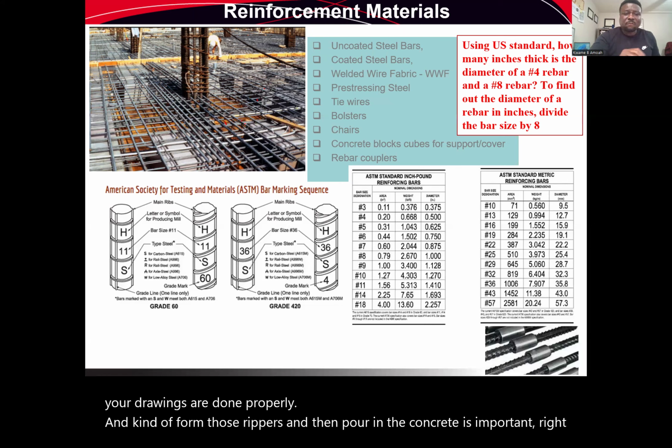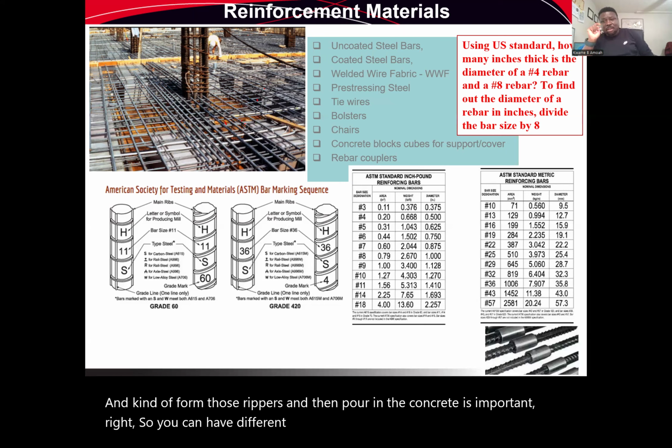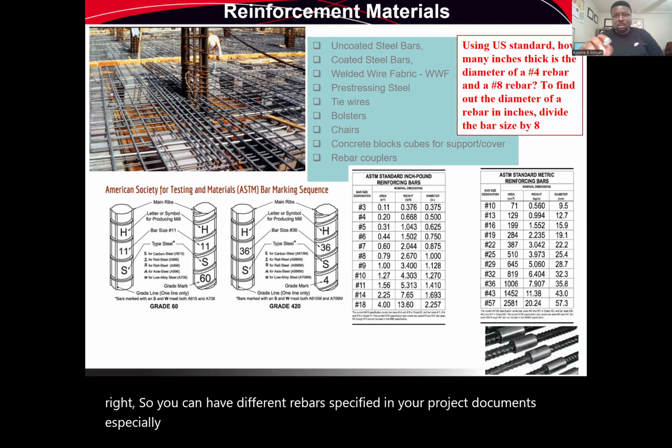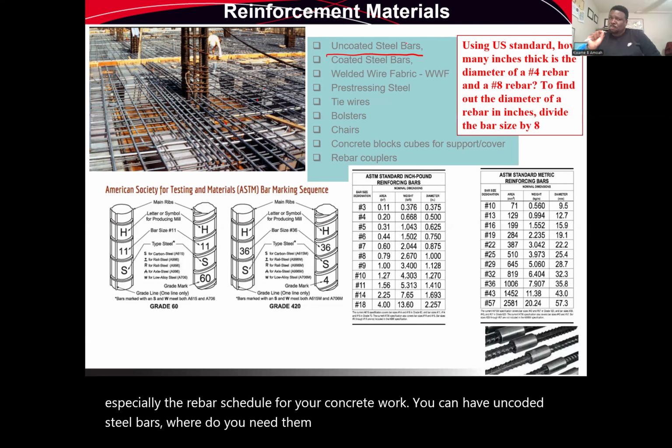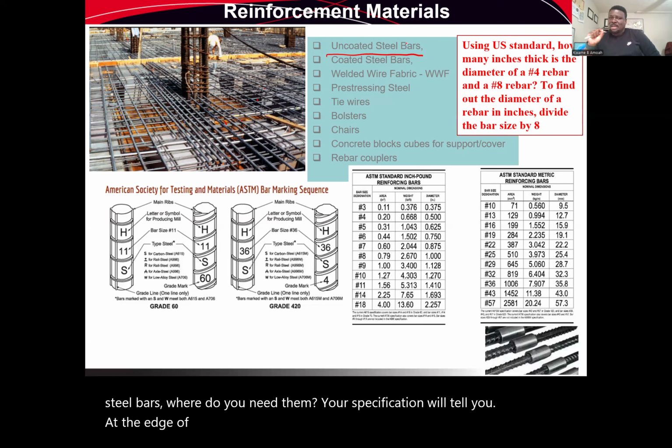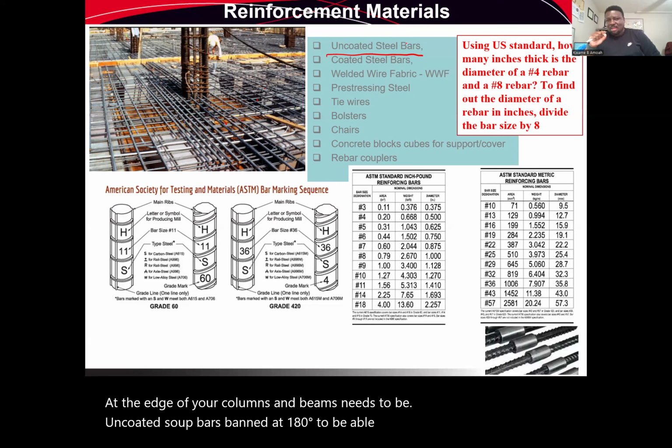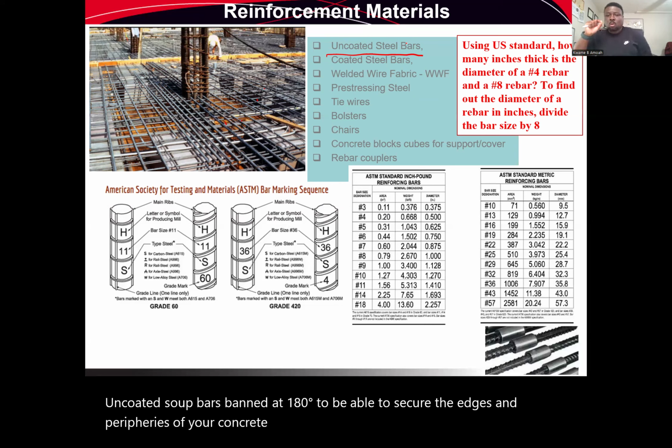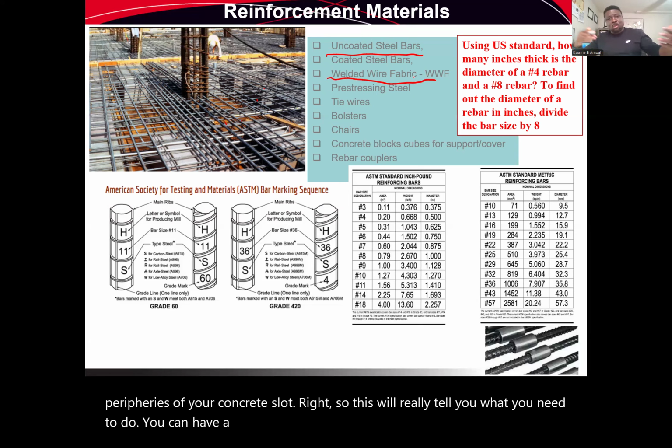So you can have different rebars specified in your project documents, especially the rebar schedule for your concrete work. You can have uncoated steel bars. Where do you need them? Your specification will tell you that at the edge of your columns and beams needs to be uncoated steel bars bent at 180 degrees to be able to secure the edges and peripheries of your concrete slab, right? So this will really tell you what you need to do. You can have a welded wire fabric and so on and so forth.